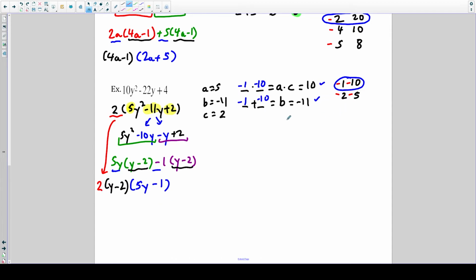Now some of you may be wondering, well, what happens if we didn't factor out that 2 at the beginning? Well, it would really just give you an answer that might look something like this. You might end up with 2y minus 4 times 5y minus 1. You might think, well, that's good enough, right? Well, not quite, because it's not what we consider to be fully factored. If you look at this first factor here, you'll notice that we could factor out a 2 from both terms. And this would end up giving you 2 times y minus 2, and then we'd have the 5y minus 1.